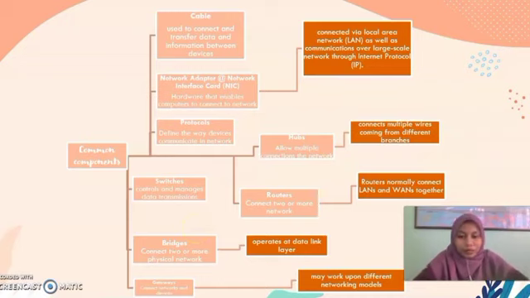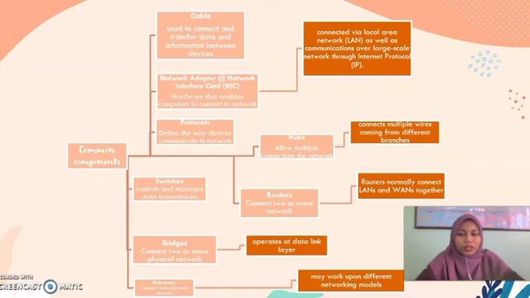And the second last is bridges, which connect two or more physical networks, and it operates at the data link layer. And the last one is gateways. Gateways connect networks and devices, but they may work upon different networking models. And gateway is the most complicated component in this mind map.